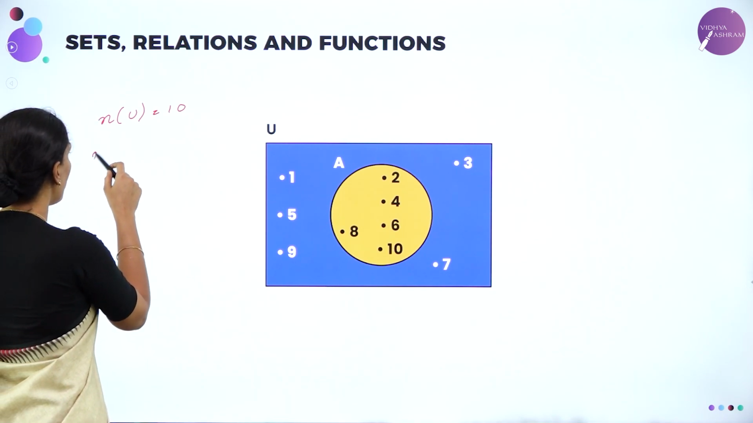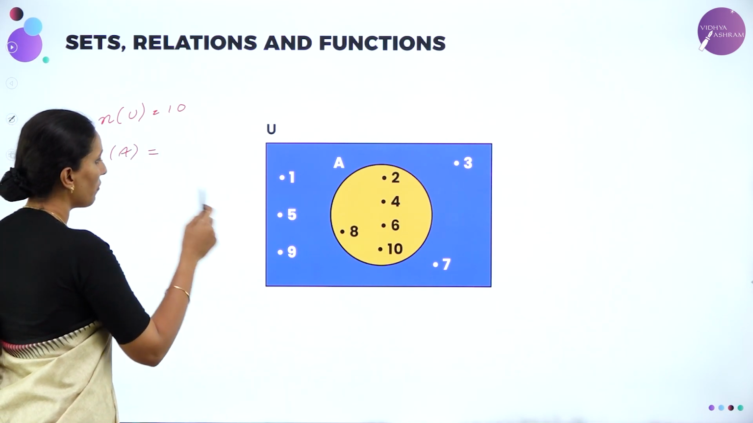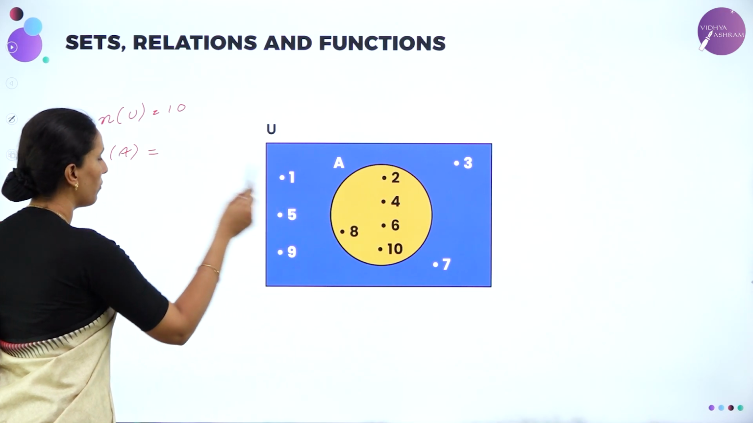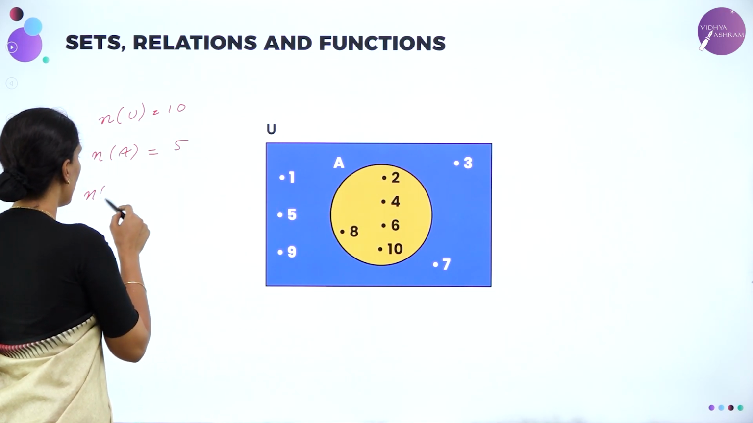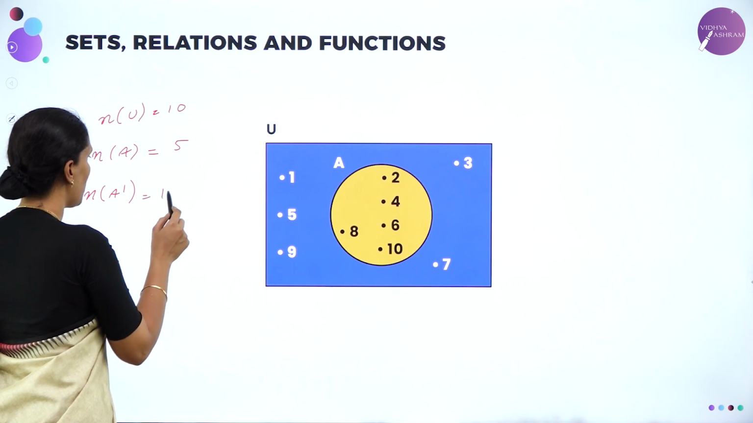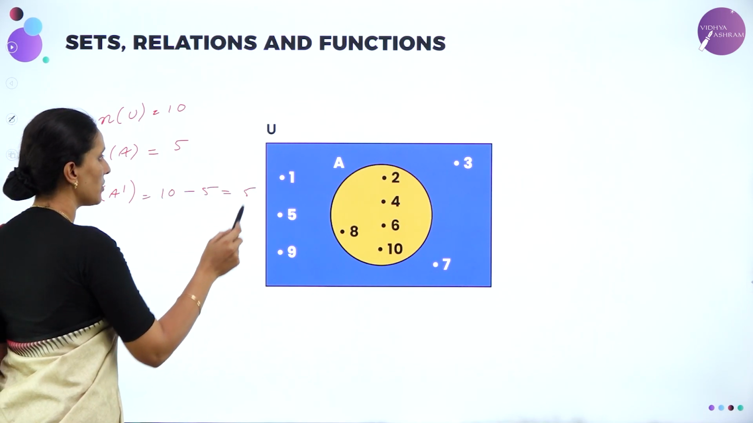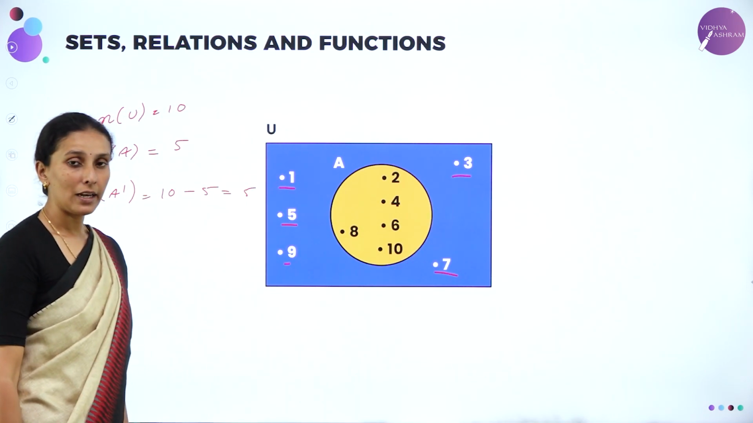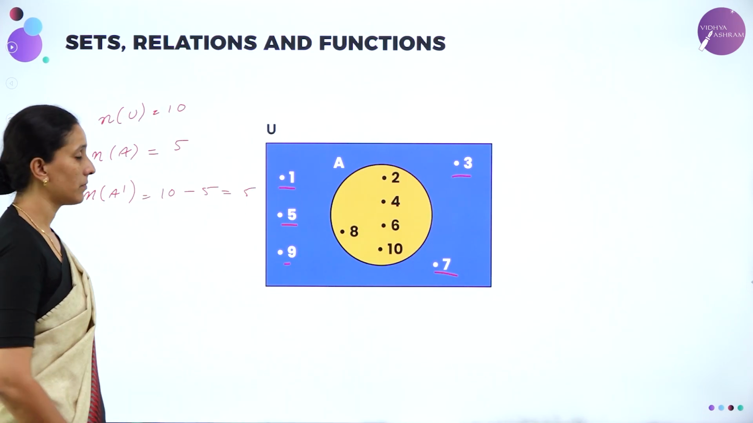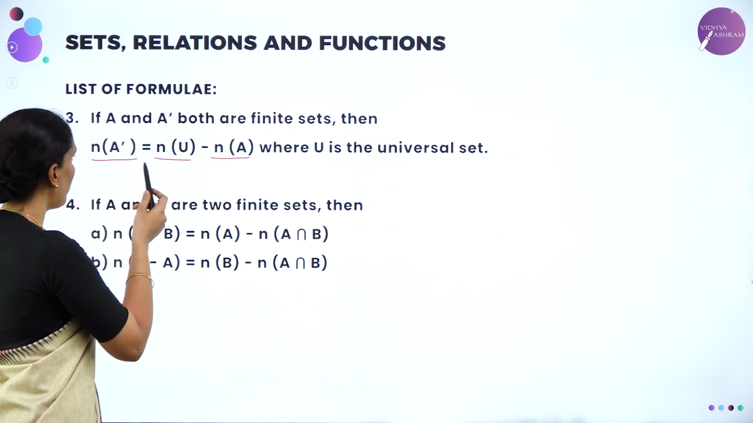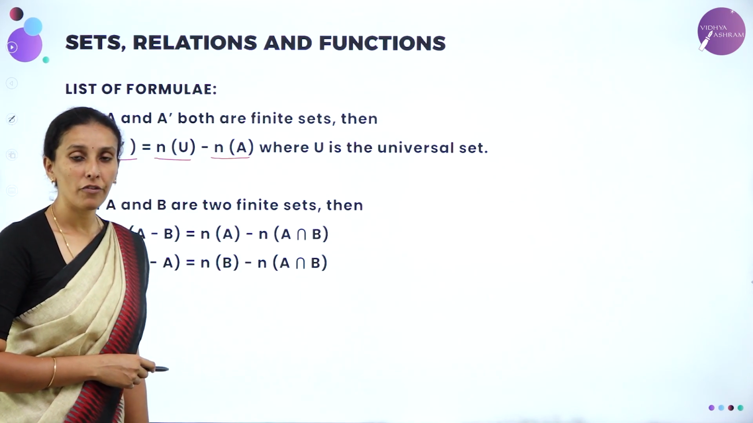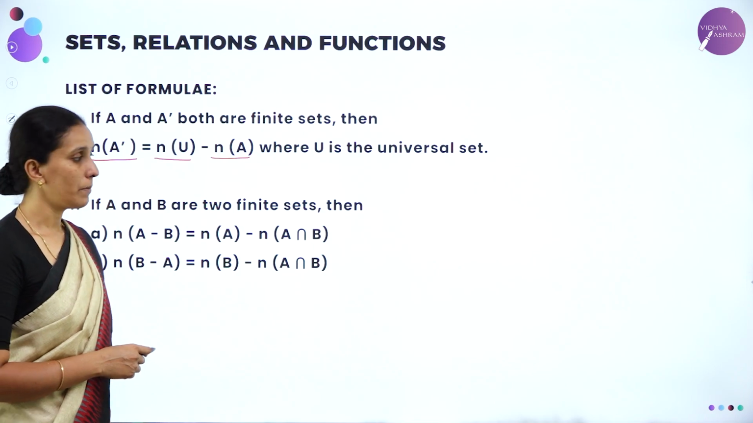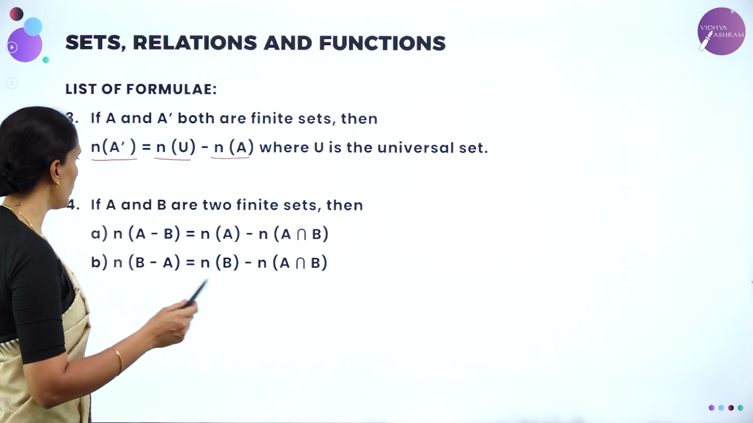Now let me consider the number of elements in A. So the number of elements in A is 1, 2, 3, 4, 5. So obviously the number of elements in A dash is equal to 10 minus 5, which is 5: 1, 2, 3, 4, 5. So these are the elements which are present in A dash. Thus we can say the number of elements in A dash is the number of elements in U minus the number of elements in A, where U represents the universal set.